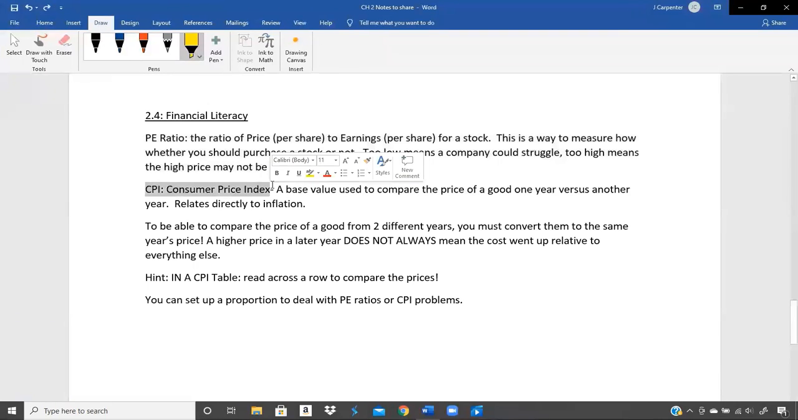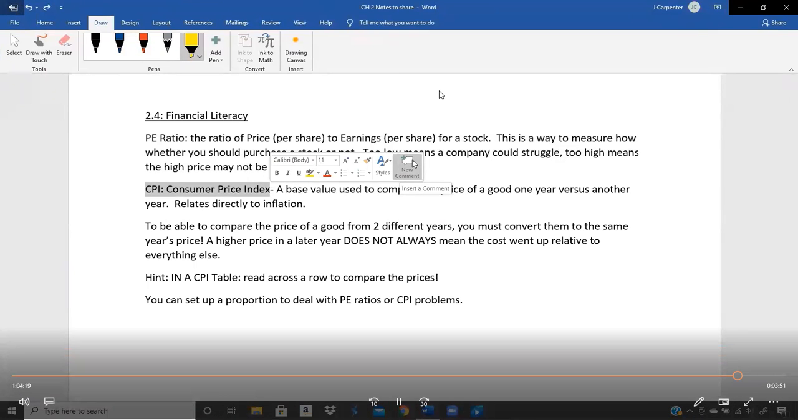So one year you go to the store and you buy a loaf of bread and it costs $1, and the next year you go to the store and your loaf of bread costs $1.10, and the next year it costs you $1.25. One year you go to the store and you buy some hamburger meat and it's $4 a pound. The next year you go and it's $4.50 a pound. The next year you go, it's $5 a pound.